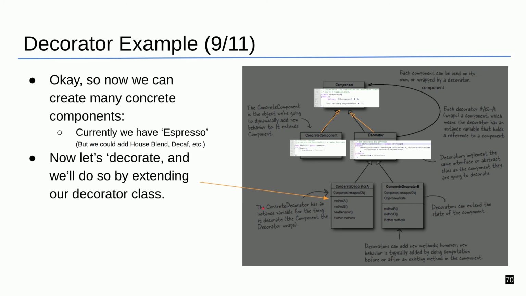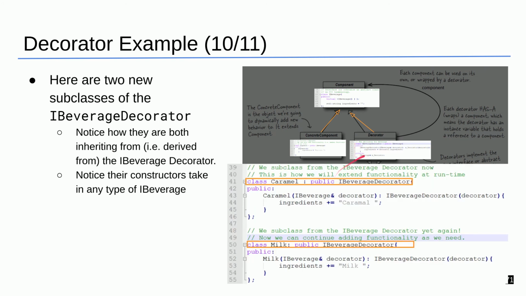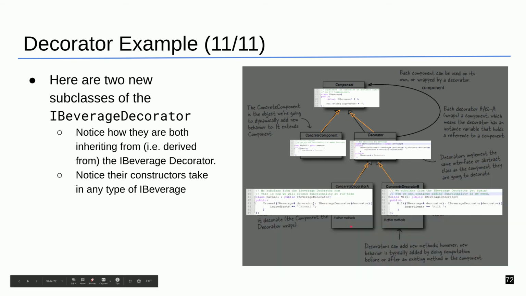Okay, so let's create a decorator. So let's extend this class out. Let's add caramel, for example. I'm just going to take the ingredients and do plus equal caramel, and for milk, you do plus equal milk. And this is two concrete decorator classes. So again, they're derived from decorator, and they all are types of beverages here.